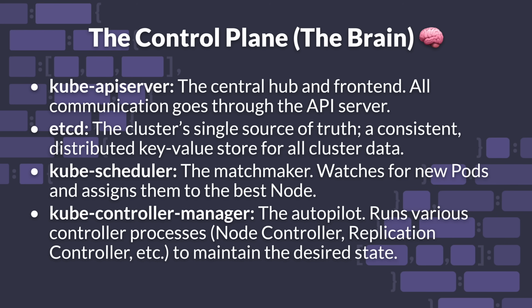The Kube API server is the central hub and the front end of the control plane. All communication to and from the cluster goes through the API server. It exposes the Kubernetes API, validates and processes all API requests, and coordinates all processes between control plane and worker node components. etcd is the cluster's single source of truth.